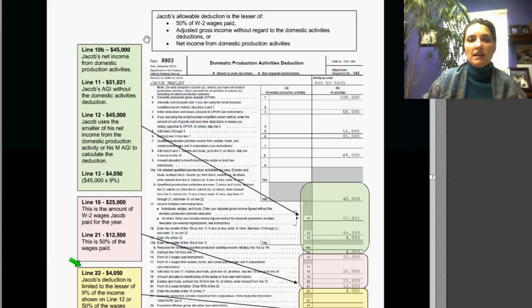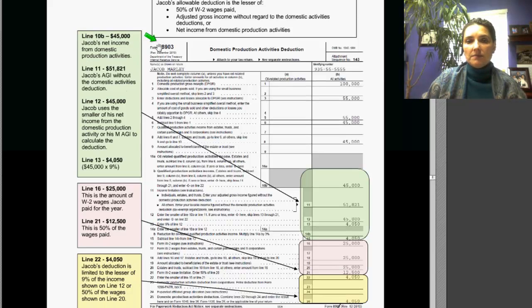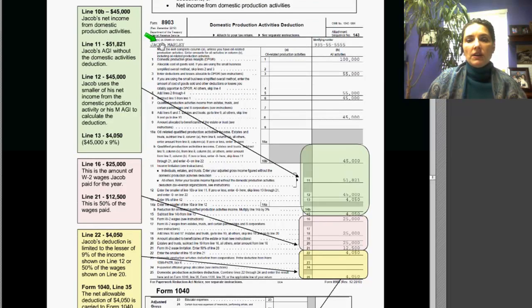And here we have the Form 8903. Jacob's allowable deduction is going to be the lesser of 50% of the W-2 wages he paid, or his adjusted gross income without regard to the domestic production activities deduction, or his net income from the domestic production activities deduction, multiplied by 9%. So let's take a look here at what's going on.